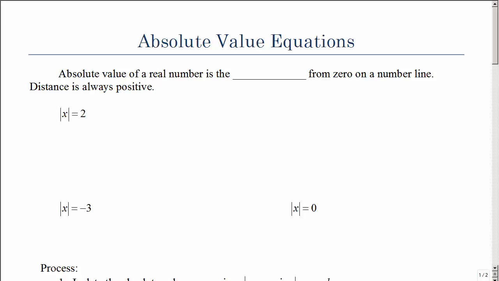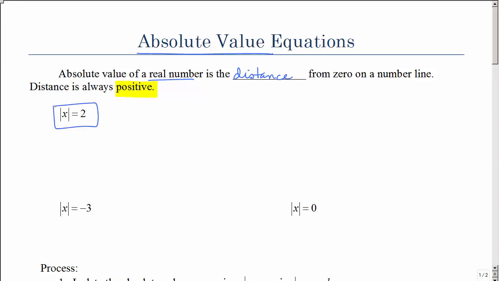In this video, we will be learning how to solve equations that involve absolute value. What is absolute value? Well, the absolute value of a real number is the distance from 0 on a number line. And since it's distance, that distance is always positive.